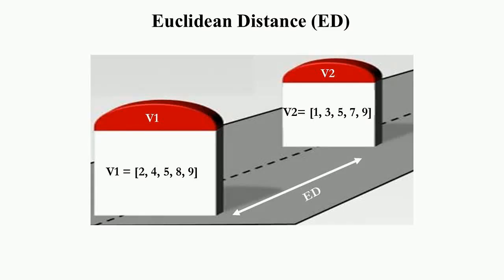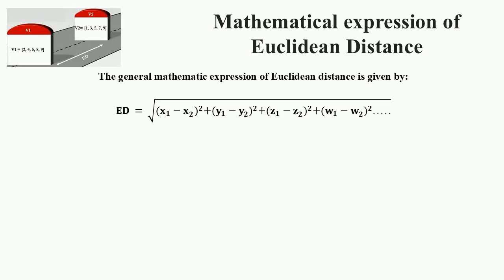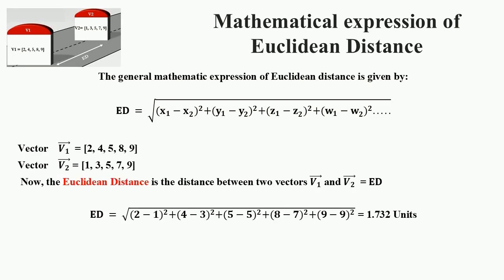Let us understand the Euclidean distance. Euclidean distance is the distance between 2 vectors of same length. A general expression for Euclidean distance is given here. One numerical example is also given here for understanding the Euclidean distance.